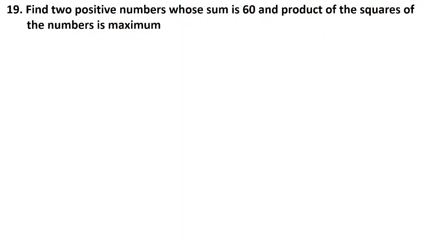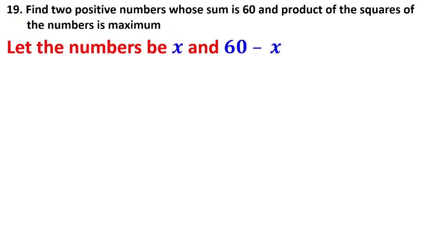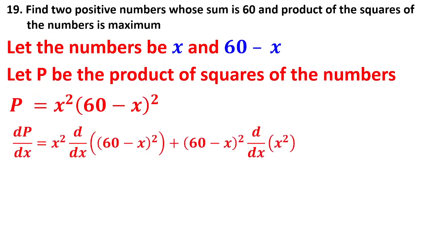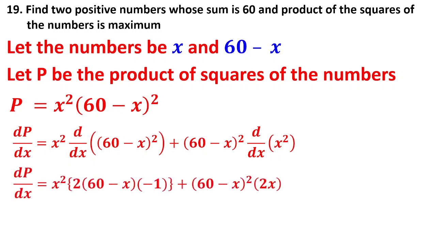Find two positive numbers whose sum is 60 and product of the squares of the numbers is maximum. Be careful, product of the squares of the numbers. You have to take the numbers as x and 60 minus x because sum is 60. Find the product. And I am doing the differentiation. Keep the first, differentiate the second. Keep the second, differentiate the first.